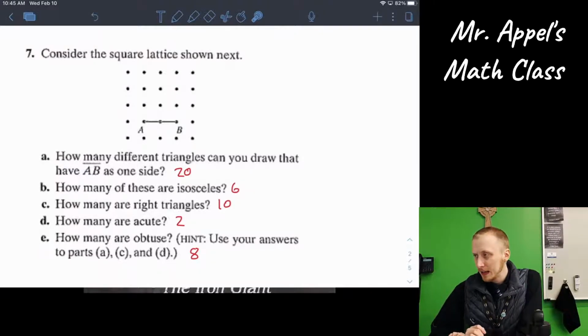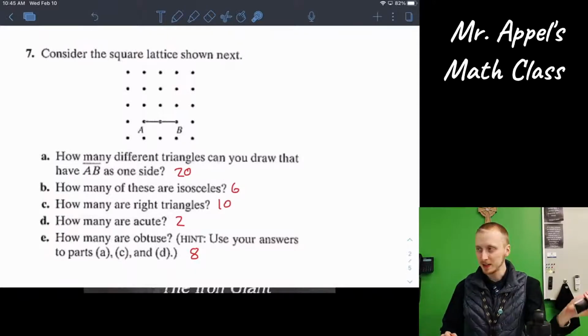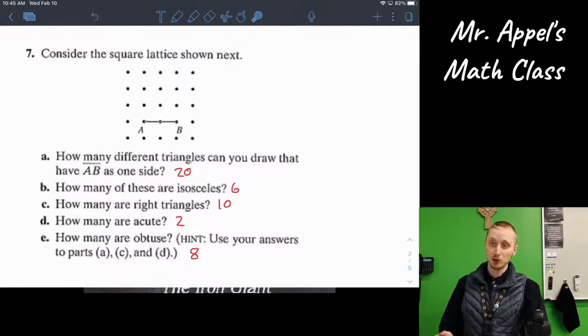Can anybody explain that to me here in chat? Or out loud, right? Anyone find the fast, easy way to know there has to be 20? Without drawing them all?